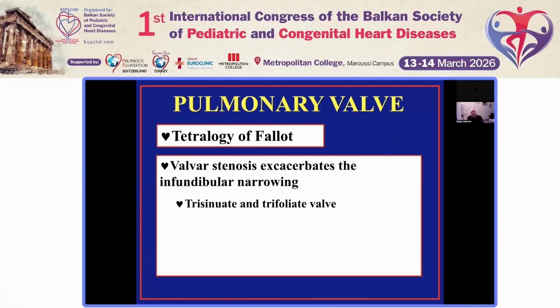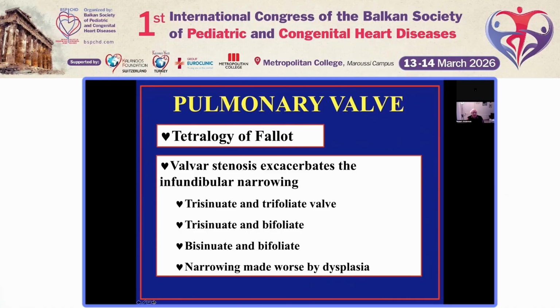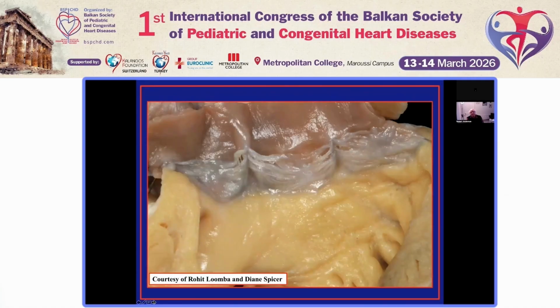And that can be found when the valve itself is trisinuate and trifoliate, but usually in tetralogy of Fallot, the valve itself is functionally bicuspid. And that can be because the root itself is trisinuate, or because not only is the valve bifoliate, but the root is bisinuate. And as with the normal valve, the narrowing can be made much worse by dysplasia of the leaflets. So here is the situation where the valve is narrow but is relatively normal.